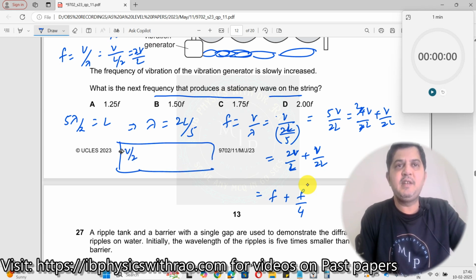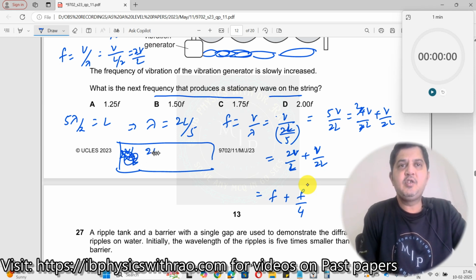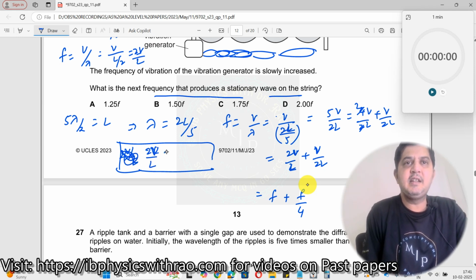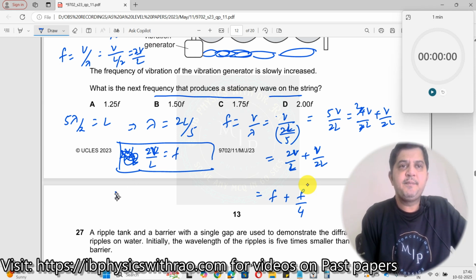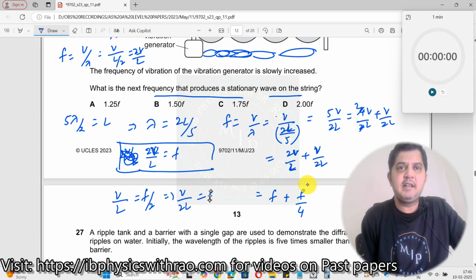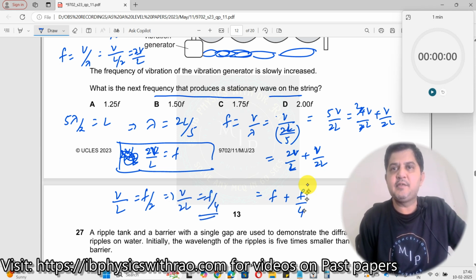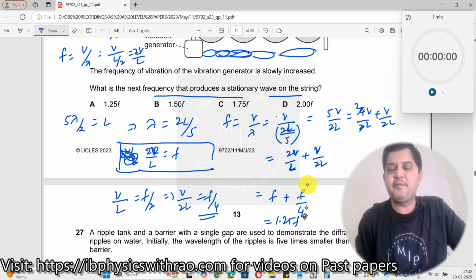2V by L is equal to F. V by L is equal to F by 2. V by 2L is equal to F by 4, right? That's what I have written here. So the next frequency should be 1.25 times F, because F by 4 is 0.25, and 0.25 plus 1 is 1.25 F. So the answer is A.